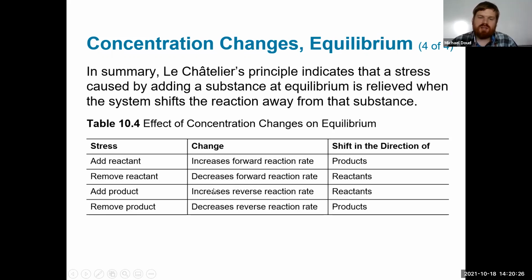If we add a product, that is going to increase the reverse reaction rate, and so you're going to shift again towards the reactants. And then finally, if you remove a product, it decreases the reverse reaction rate, and so the forward reaction is going to fill in the gap that you just made.